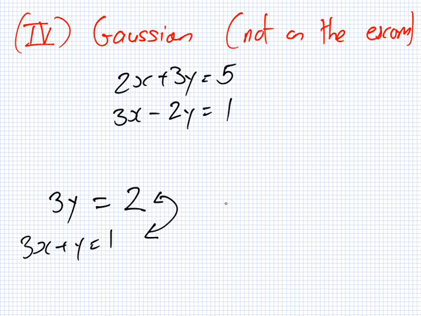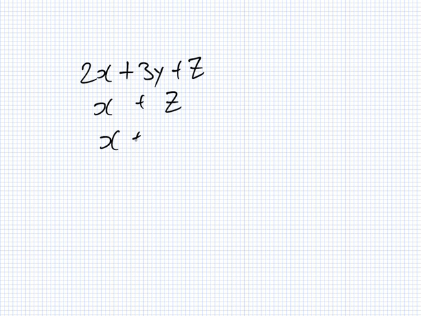2x plus 3y equals 5, and then 3x minus 2y equals 1. So in the elimination method, what you try to do is you make either the x's the same or you make the y's the same. So here it's a 2 and a 3, or here's a 3 and a 2. So it doesn't really matter. Let's make the y's the same.